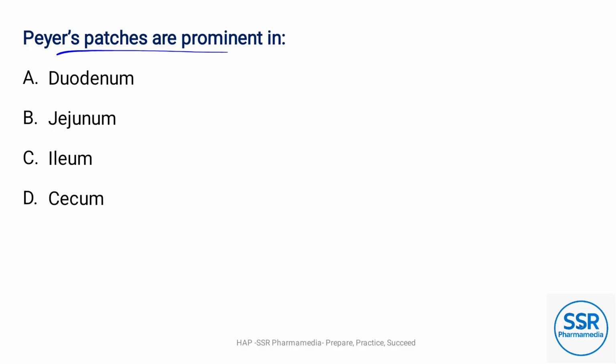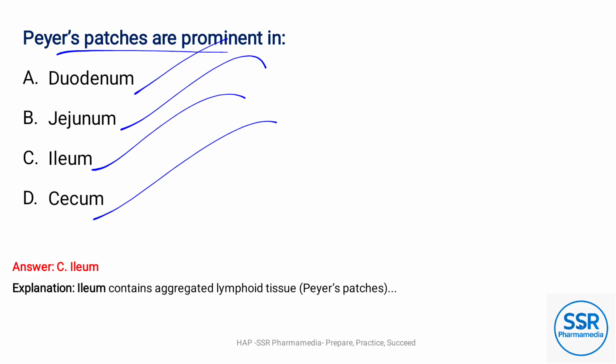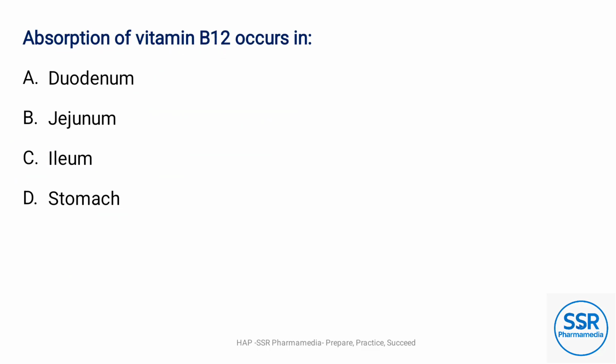Peyer's patches are prominent in option A, duodenum. Option B, jejunum. Option C, ileum. Option D, cecum. The answer is option C, ileum. The ileum contains aggregated lymphoid tissue called Peyer's patches.